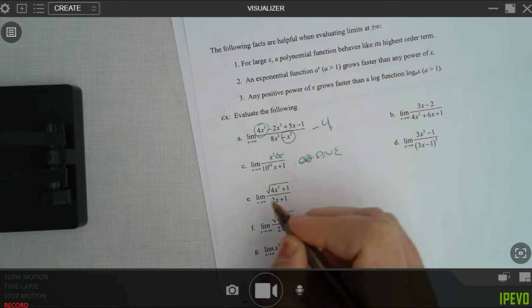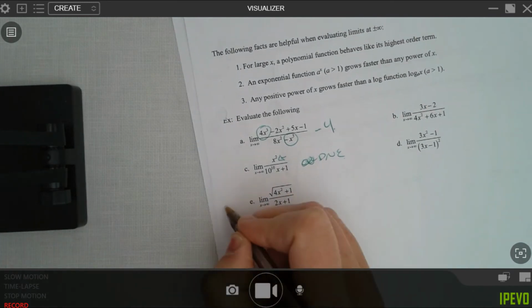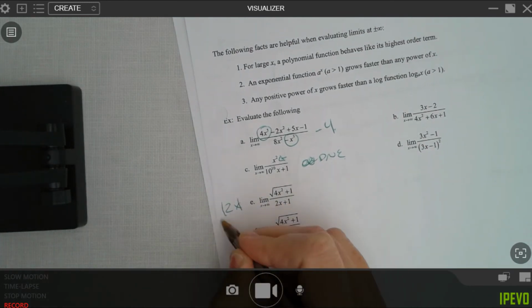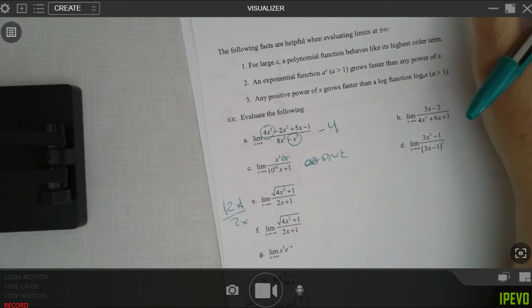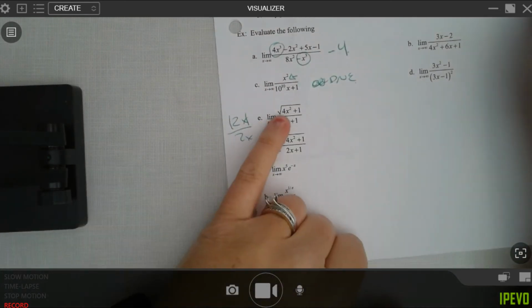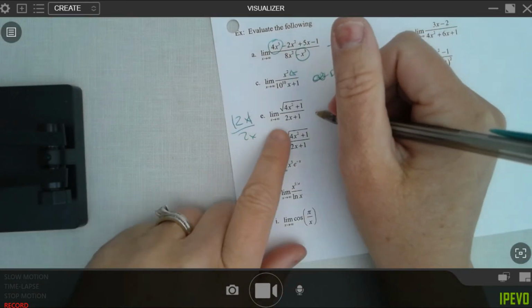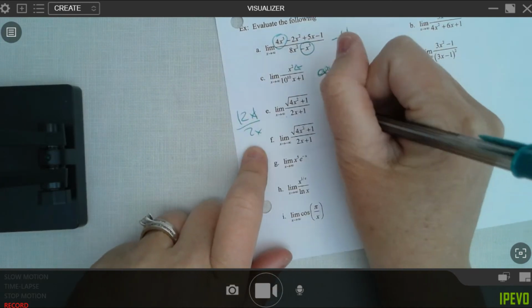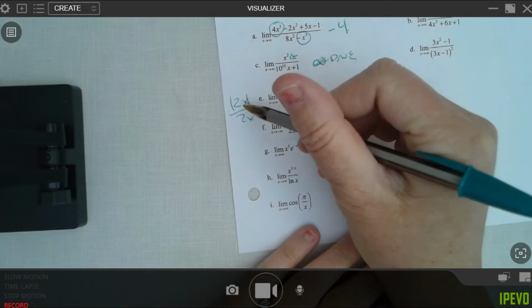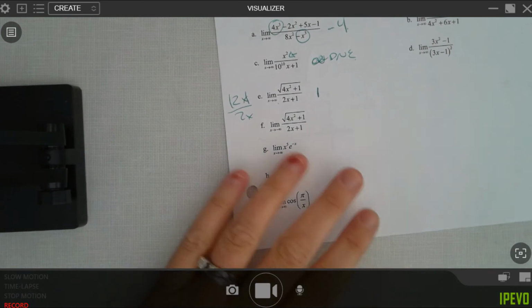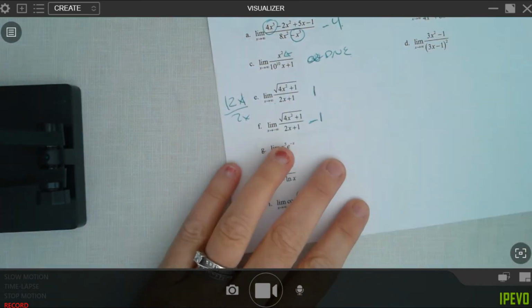So this right here, when I square root, that actually gives you the absolute value of 2x. A lot of you guys think it's just 2x, but it's not. It's a plus and a minus when you square root. Right here, when I plug in positive infinity, I'm going to get the same answer out, so I get 1. But if it had said negative infinity, you would have gotten negative 1. So for negative infinity, you get negative 1.